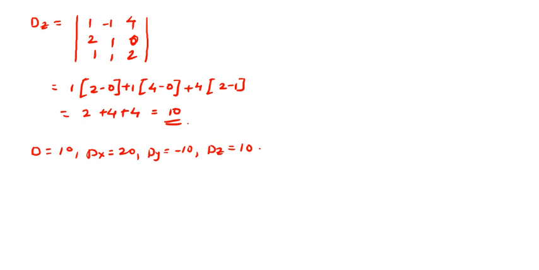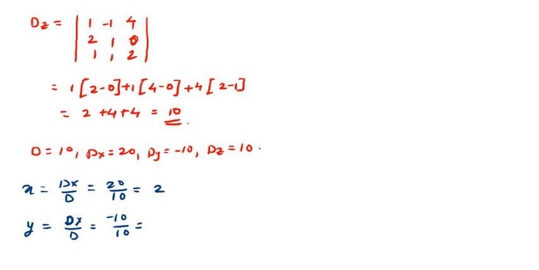So for the final answer, we will get the value for x, which is Dx by D, which is 20 by 10, which is 2. We will get y as Dy by D. Dy is minus 10 by 10, this will be minus 1, and finally we will get z, which is Dz by D. Dz is 10, D is 10, so the answer is 1. So we got all the values for x, y and z which will satisfy the given system of linear equations.